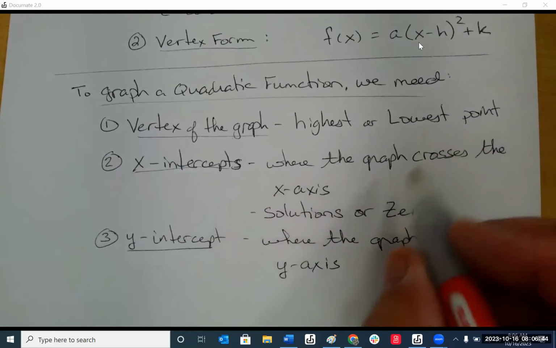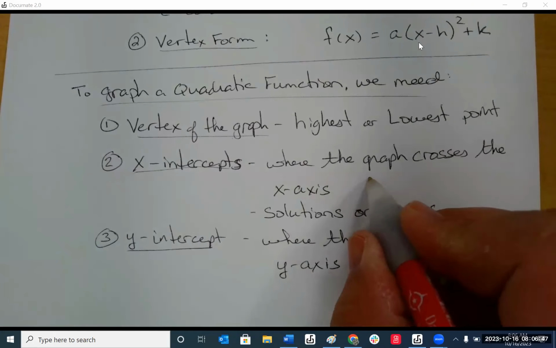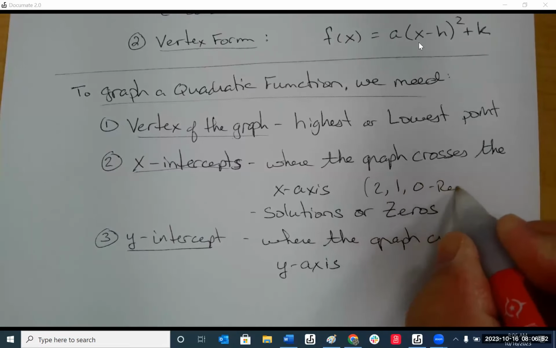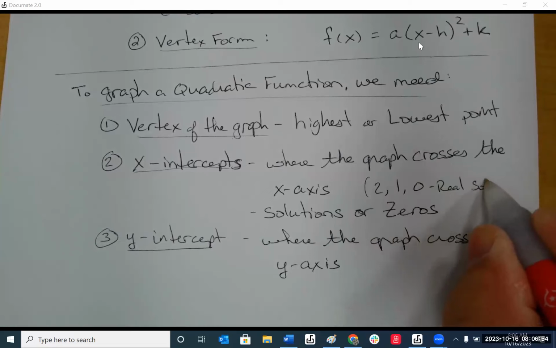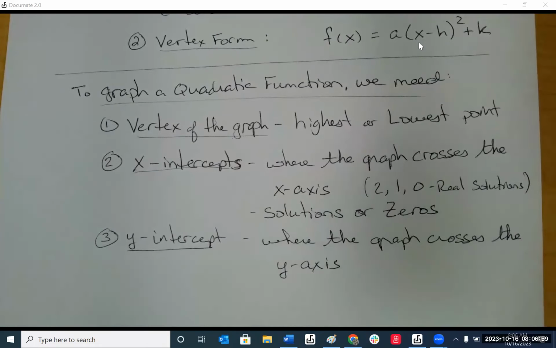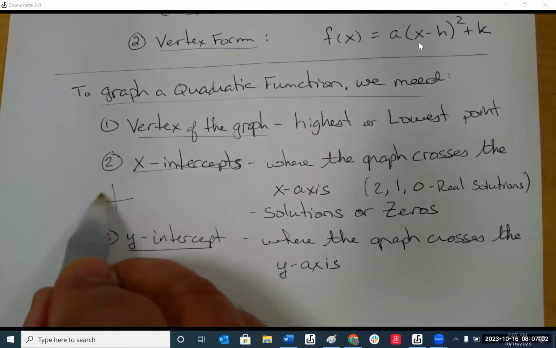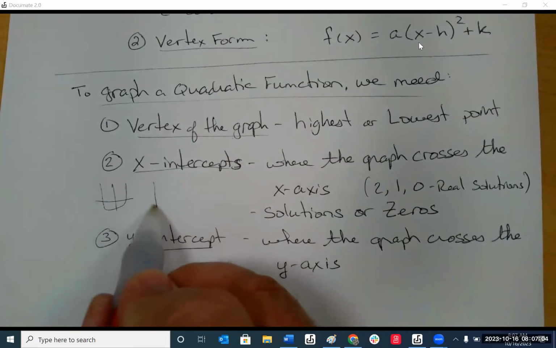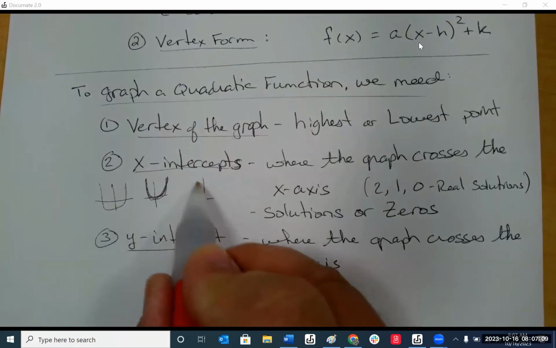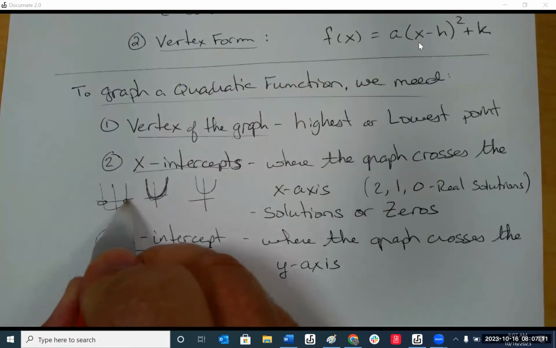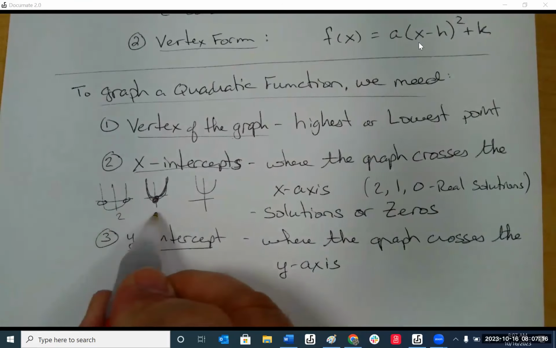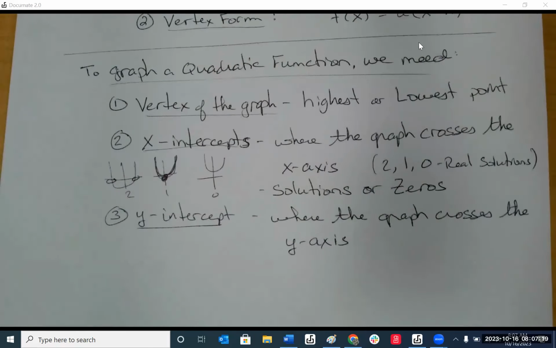Now, with x-intercepts, we can have 2, 1, or 0 real solutions or intercepts, because the graph could look like this, could look like this, or it could look like this. We have 2 solutions, only 1, and no real solutions.